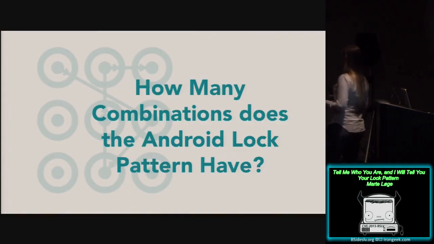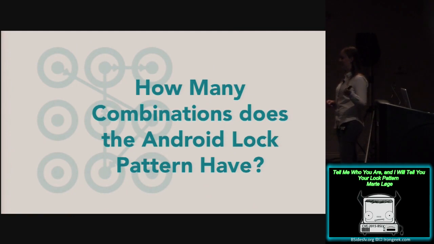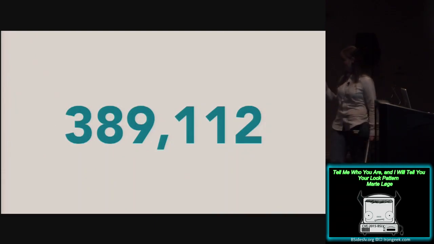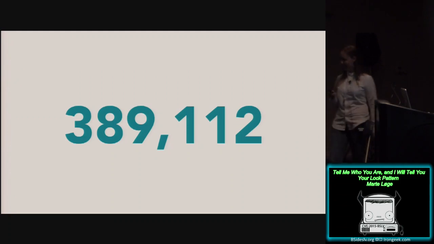So just a recap of the number of combinations of the Android pattern lock, because I don't think people know how many combinations there actually are. Did someone guess? No. PIN codes are 10,000 combinations, and the Android pattern lock is close to 400,000 unique combinations. In numbers, that sounds pretty great, doesn't it? Yeah?